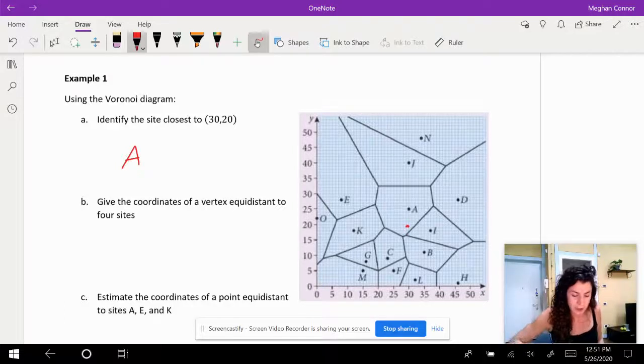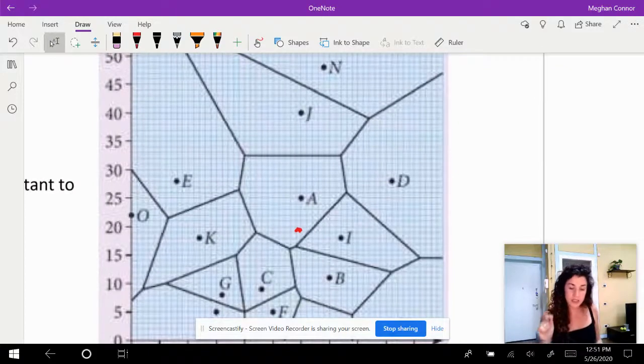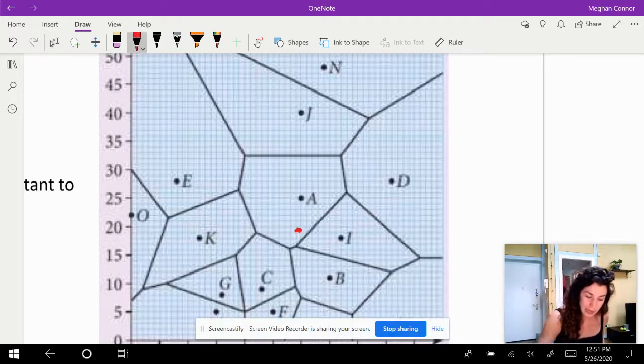Okay, give the coordinates of a vertex that is equidistant to 4 sites. So remember just a couple seconds ago, I said almost never are you talking about 4 sites. You're almost always talking about 3 sites and being equidistant from 3 sites, right? So if we were to zoom in on this diagram right here, being equidistant from A, E, and J, we need to focus on that triangle and find the circumcenter from that triangle, and that would be this point. Whereas the circumcenter for AEK would be this one down here, so refocusing.